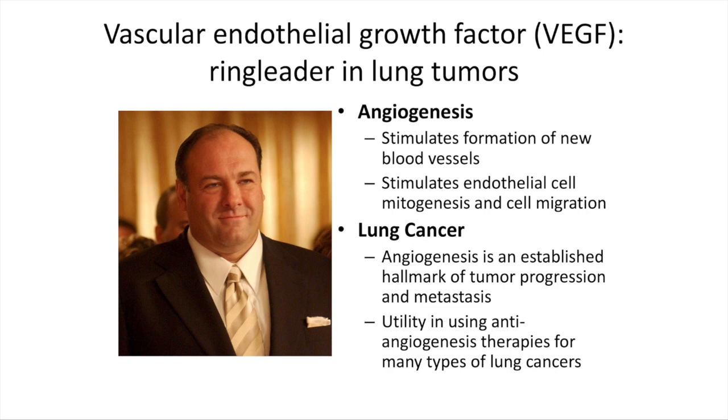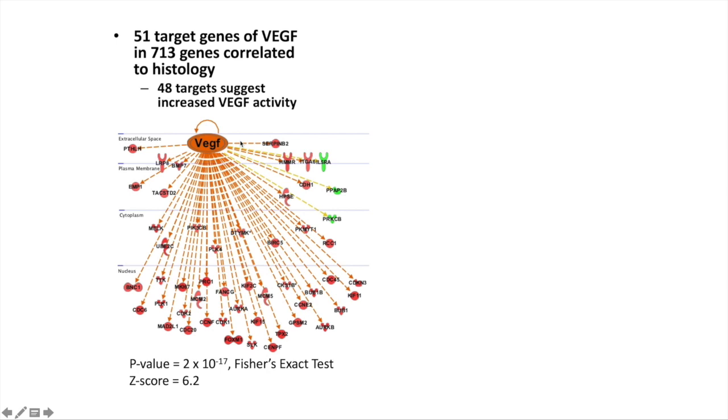So again, remember VEGF, here's our ringleader, the godfather. Angiogenesis, stimulates blood vessels, huge criminal history, lots and lots of cancers it's involved in. When I look at the genes correlated to histology, these are genes that get worse, or increase or decrease, as the cancer gets worse. Of the 713 genes I've found that are correlated to this, I found 48 targets of VEGF, and they're all given here. VEGF is known to induce pretty much all of these, and a vast majority are going up. So not only do I know VEGF is playing a role in my system, but it's also more active.